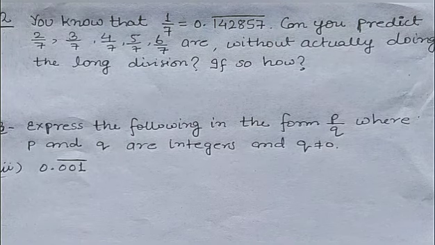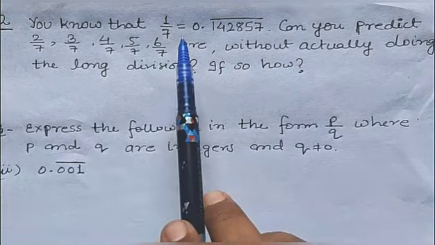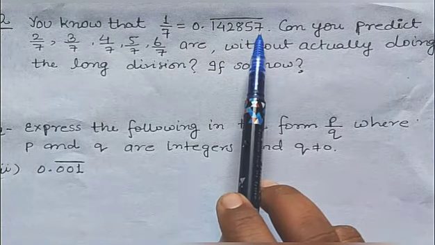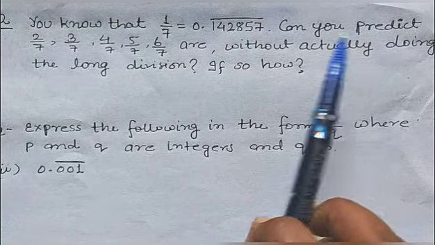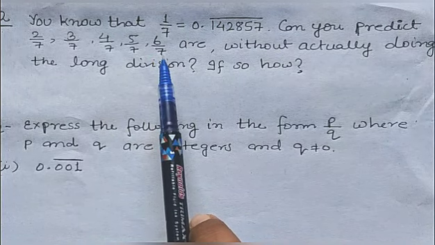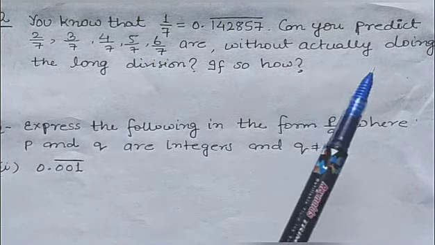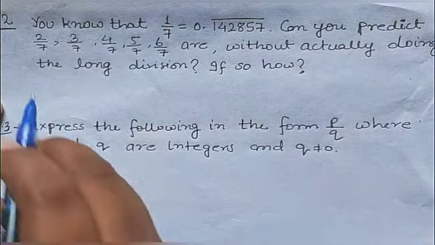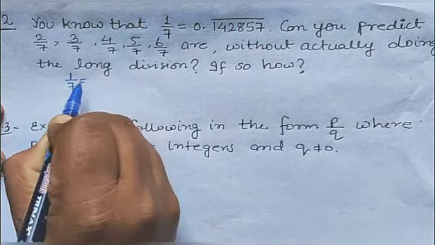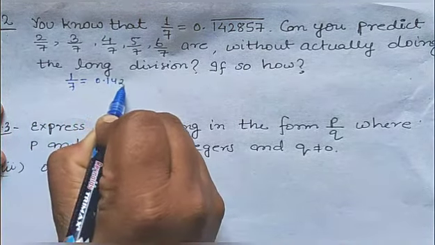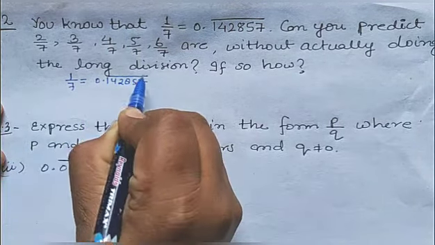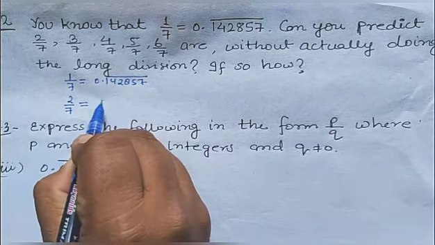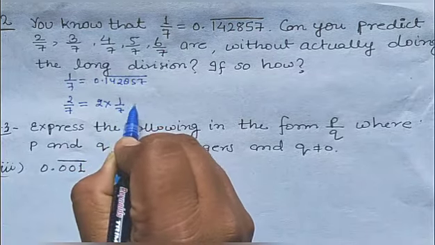Now coming to the second question. You know that 1 by 7 is equal to 0.142857 bar, meaning all these 6 digits are getting repeated. So can you predict 2 by 7, 3 by 7, 4 by 7, 5 by 7, 6 by 7 without actually doing the long division? If so, how? As I told you in the previous question, if we have the value of 1 by 7 and that is 0.142857, and we want to find the value of 2 by 7, we simply have to multiply it by 2.